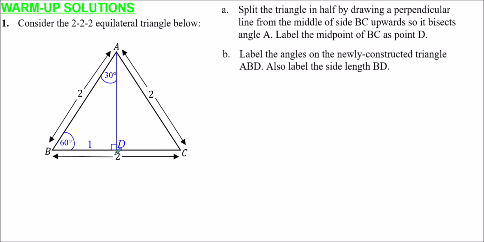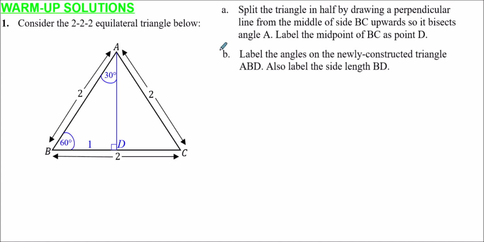From B to C was 2, so if D is halfway from B to C, BD will be 1, and of course DC would also have a side length of 1. Because we defined this as an equilateral triangle, angle B will be 60 degrees, and angle BAD will be 30 degrees because it was bisected by this line AD. So angle A, which was 60 degrees, has been split in half to make angle BAD, which is 30 degrees.